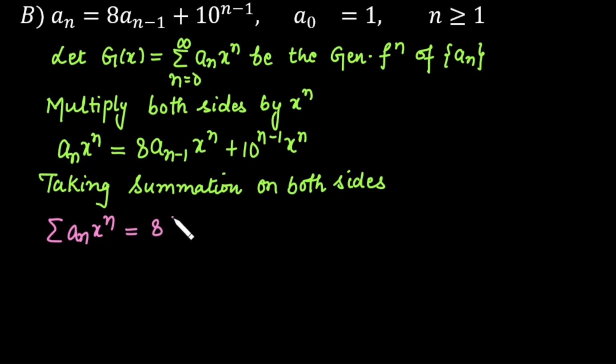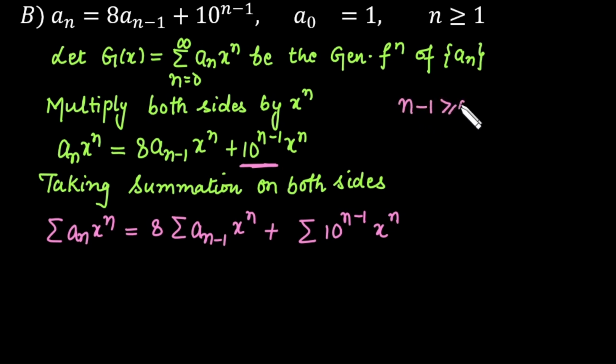is equal to 8 times summation a n minus 1 x raised to power n plus, now we cannot take this 10 raised to power n minus 1 outside of the summation because it depends upon the index n. We can write summation 10 raised to power n minus 1 into x raised to power n. Minimum index in this case is n minus 1, so it means n minus 1 is greater than or equal to 0. This implies n is greater than or equal to 1. So we will set the starting index as 1 in each case.